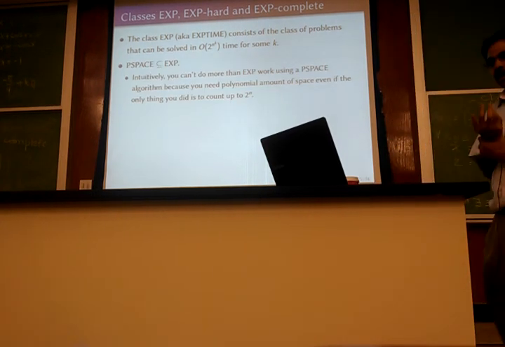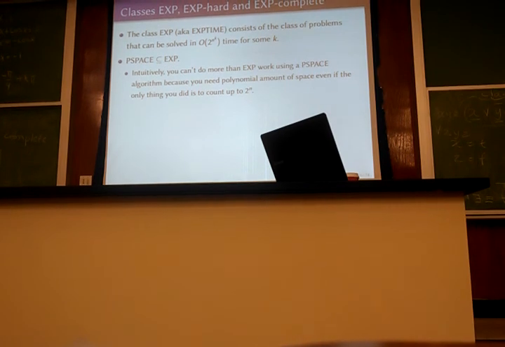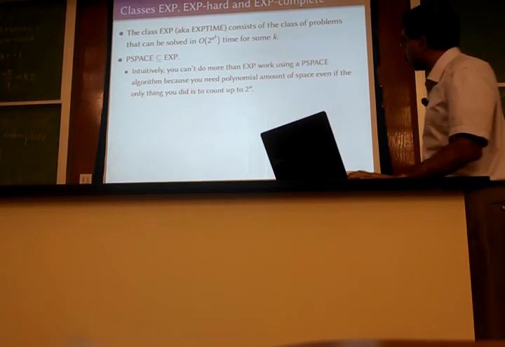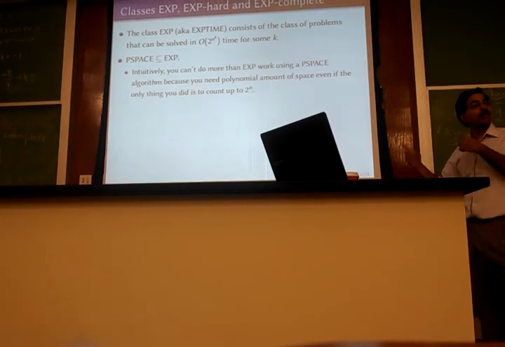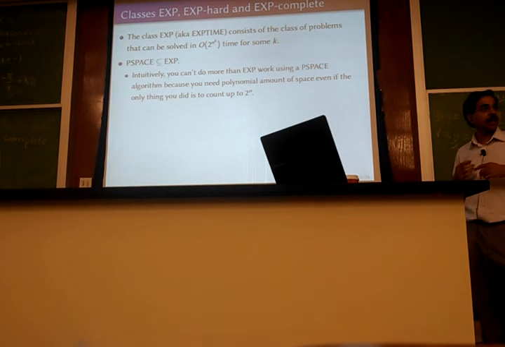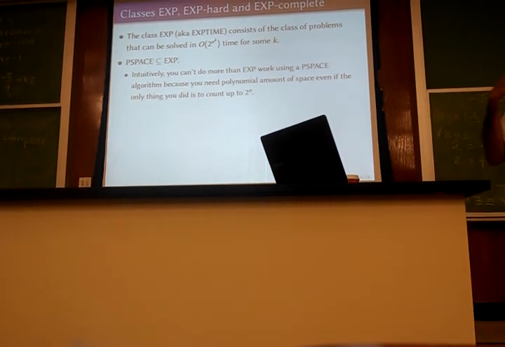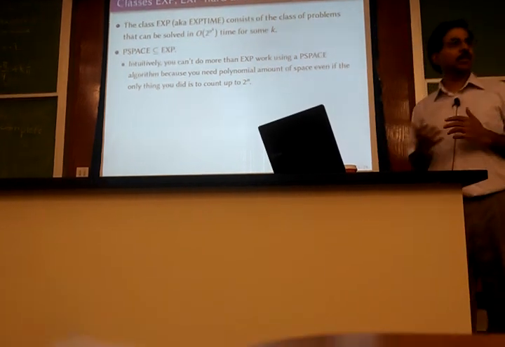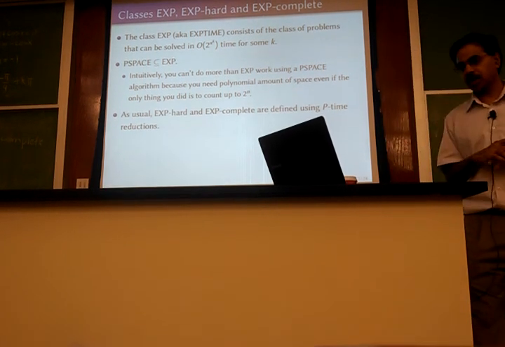We can show that p-space is a subset of exponential time because, once again, if you have only a polynomial amount of memory, you cannot go through an exponential amount of time without revisiting the same state again. And if you revisit the same state, then you are in an infinite loop, so we don't have a terminating algorithm. So the moment you have a terminating algorithm that takes exponential amount of time, you need at least p-space storage.